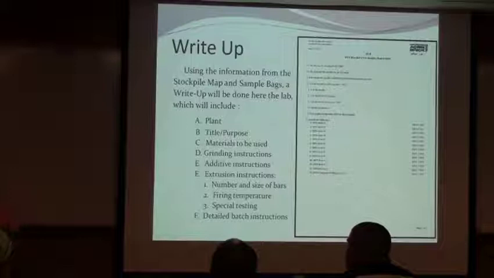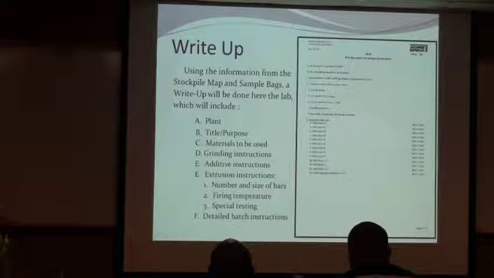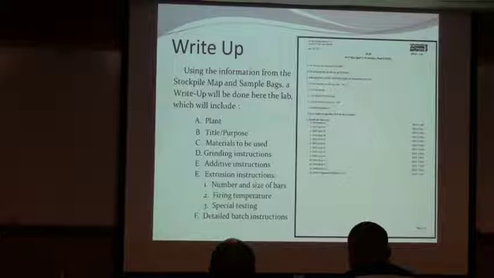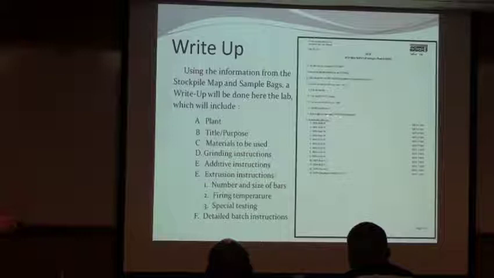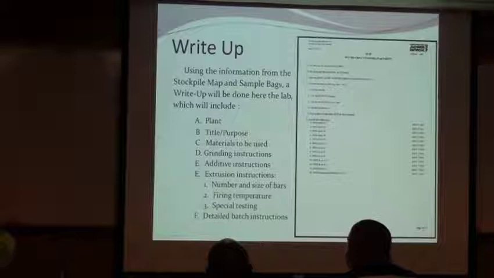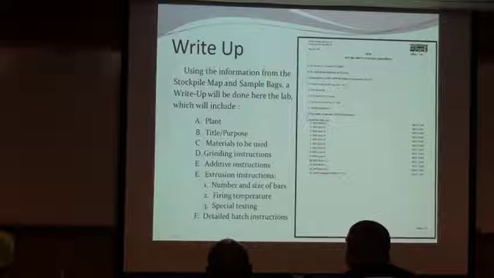And then on here are also extrusion instructions, number of bars, what the firing temperature is, which is basically whatever the firing temperature is of that plant. Special testing, like right here it says, run soluble sulfates and LECO. Depending on what the material is, sometimes we have to do special testing. Normally, if it's just regular material, we'll just run a PSE. But for something like the Elgin stuff that you guys are working on with the Buff, we're going to be doing soluble sulfates on a lot of these because that's a concern.